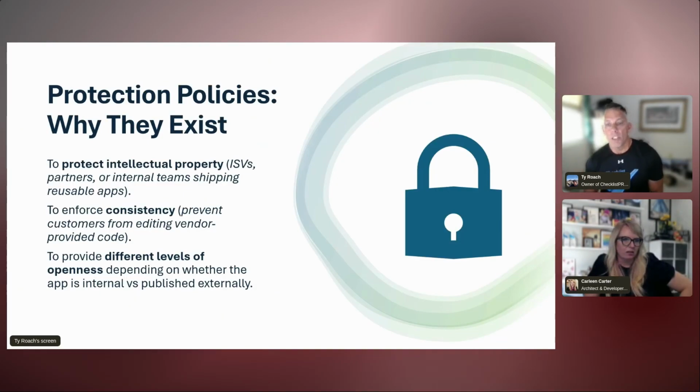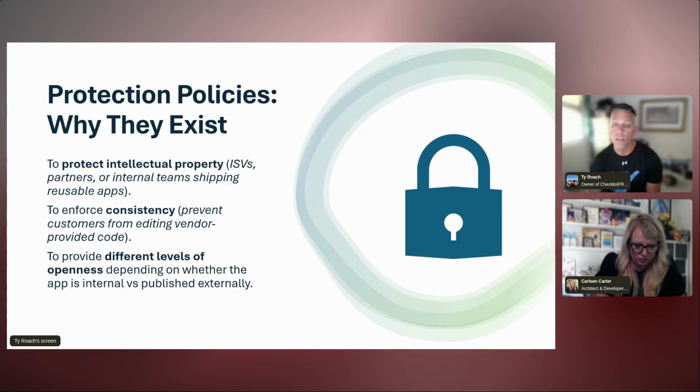Okay, so why do protection policies exist? A couple reasons. Number one, to protect your intellectual property. You may have certain segments of code that you believe to be unique and creative inventions that you do not wish to reveal, and so you would use protection policies to prevent the viewing of that logic and thus help secure your IP. Another reason is to enforce consistency. That is to prevent customers from editing the code provided by your application. Another reason may be to provide different levels of openness depending on whether the app is internal versus published externally.